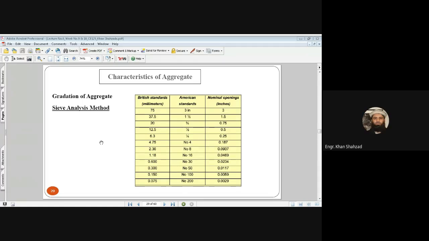Okay, so then I hope you remember this table. Have you people used this table in the sieve analysis process? This is the British standards. This is the sieve size in millimeters. This is the American standards, the sieve size in inches, then followed by the number. So why are we calling this sieve number 8?